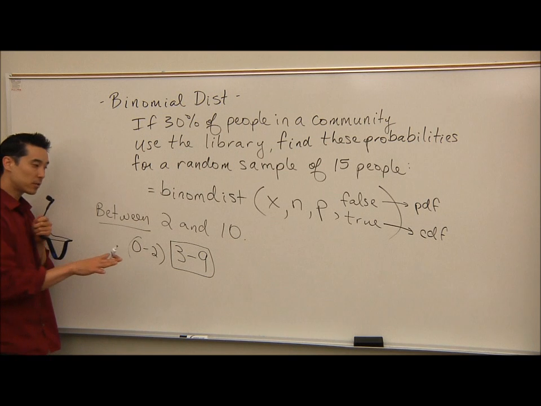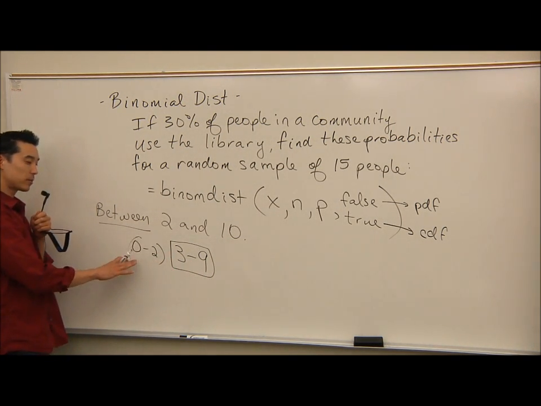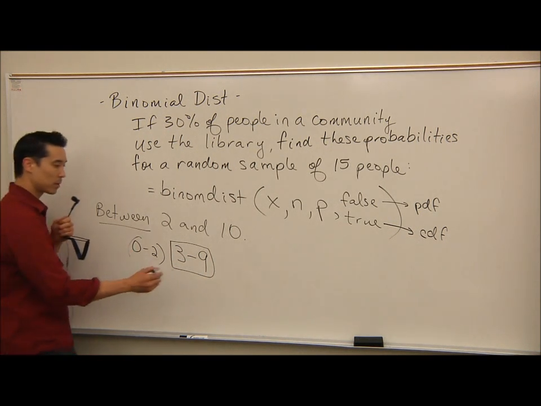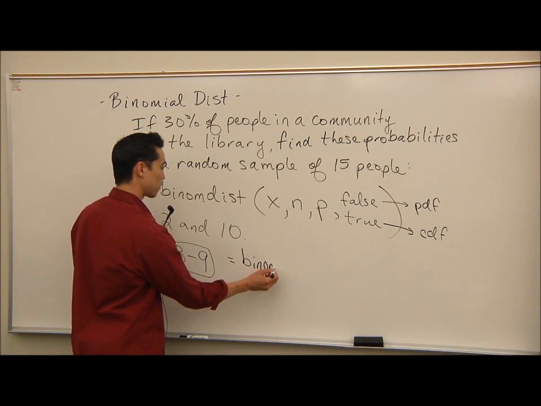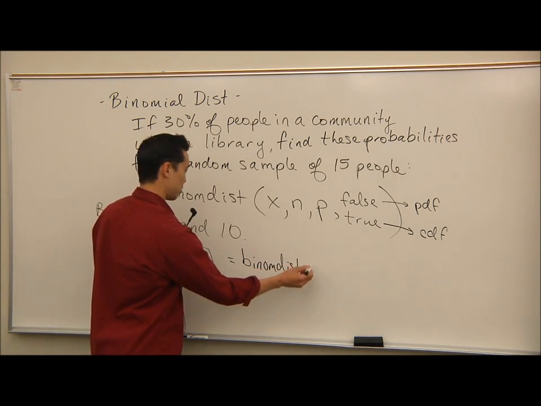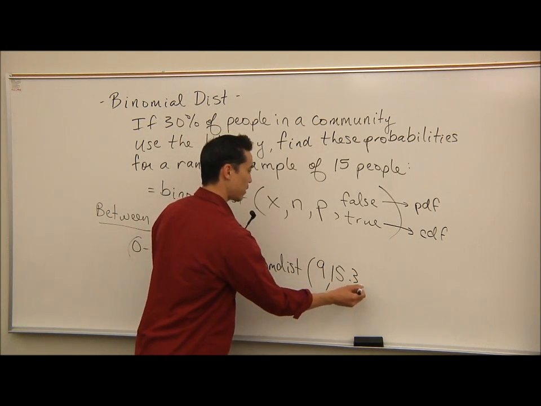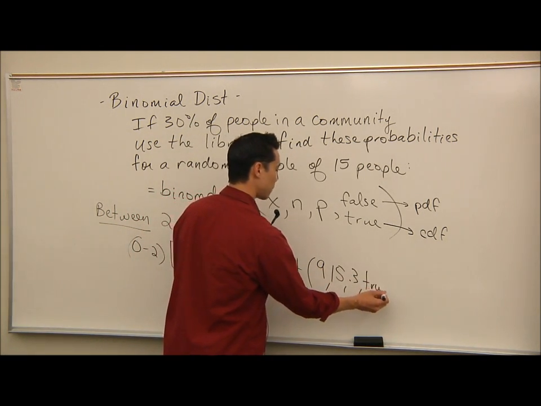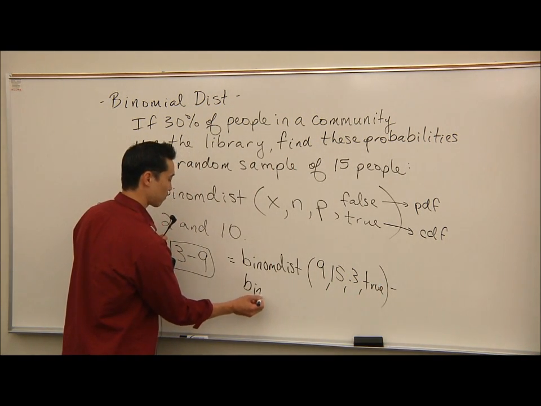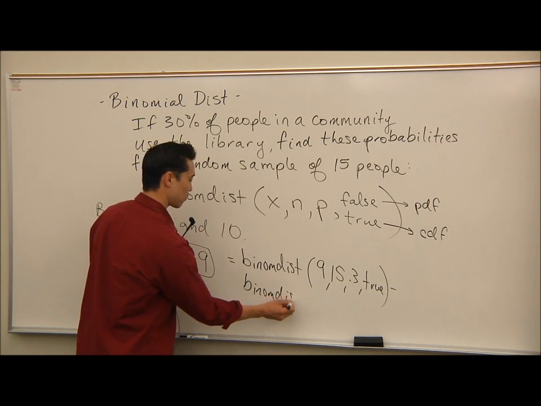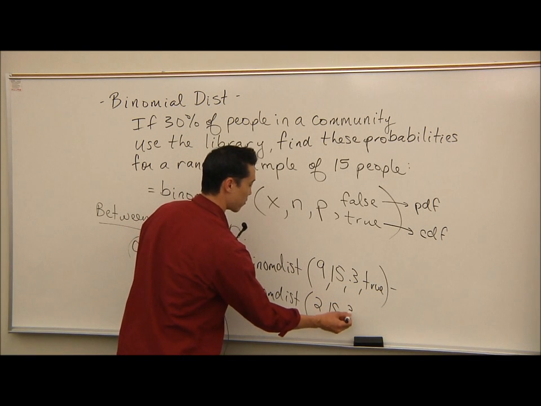So you'll do binomial distribution 9, okay? Then minus binomial distribution 2. Okay? So the formula would look like equals binom.dist 9, 15, 0.3, true minus binom.dist 2, 15, 0.3, true.